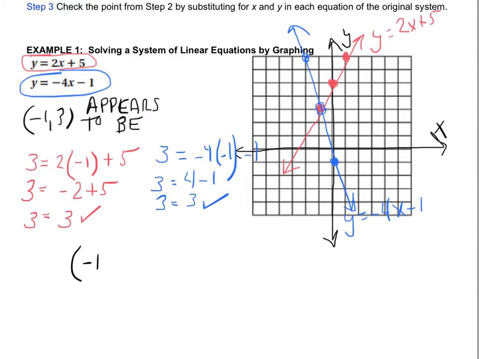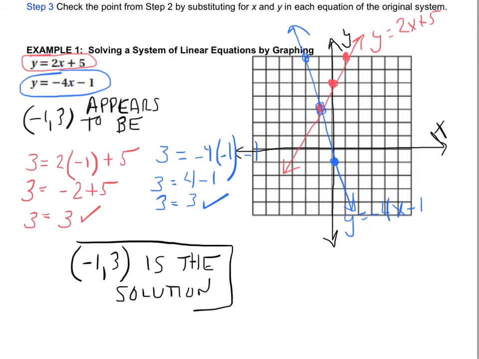So that would tell me that negative 1, 3 is the solution. It's important that both have that point in it.